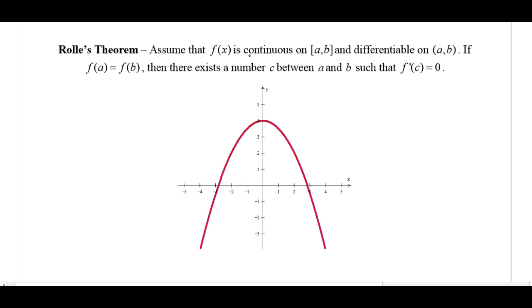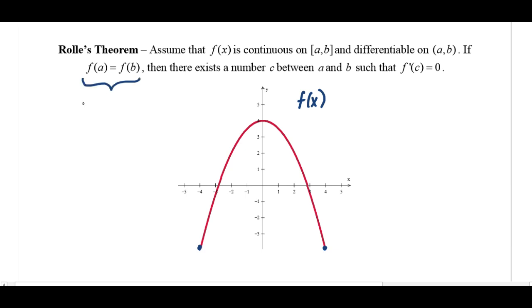So I need a function that's continuous on a closed interval. So on this graph, I'm going to say this is the graph of f of x here. And I'm going to say my closed interval goes from -4 to 4. So closed interval, I have my closed endpoints. It's differentiable on the open interval, so no cusps, corners, or vertical tangents. And f of a equals f of b.